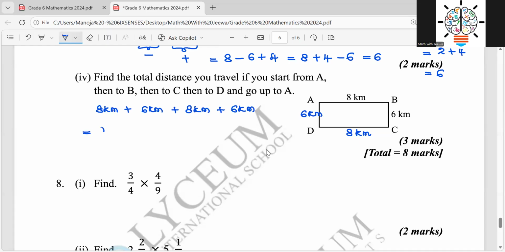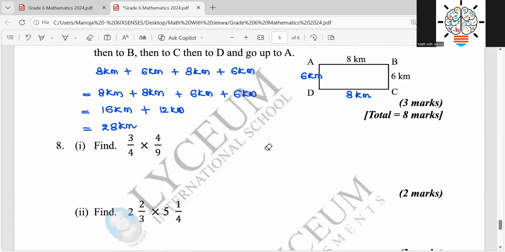Simply that, what does this mean? You have 8 kilometers and 8 kilometers. So then you have 6 kilometers and 6 kilometers. 8 and 8, 16 kilometers. And 6 and 6, 12 kilometers. When you add them together, it gives me 28 kilometers. This is how you get the answer, right? Then we will move to the next one.